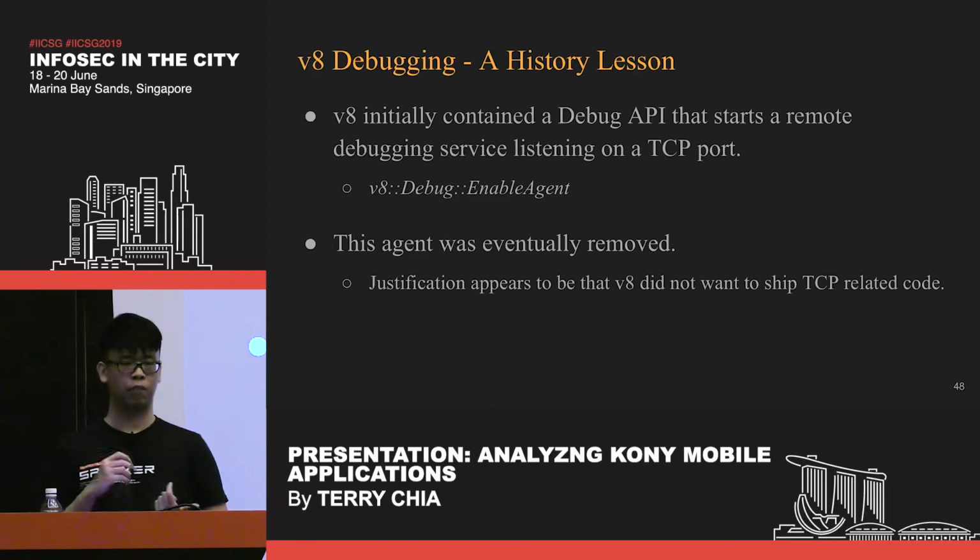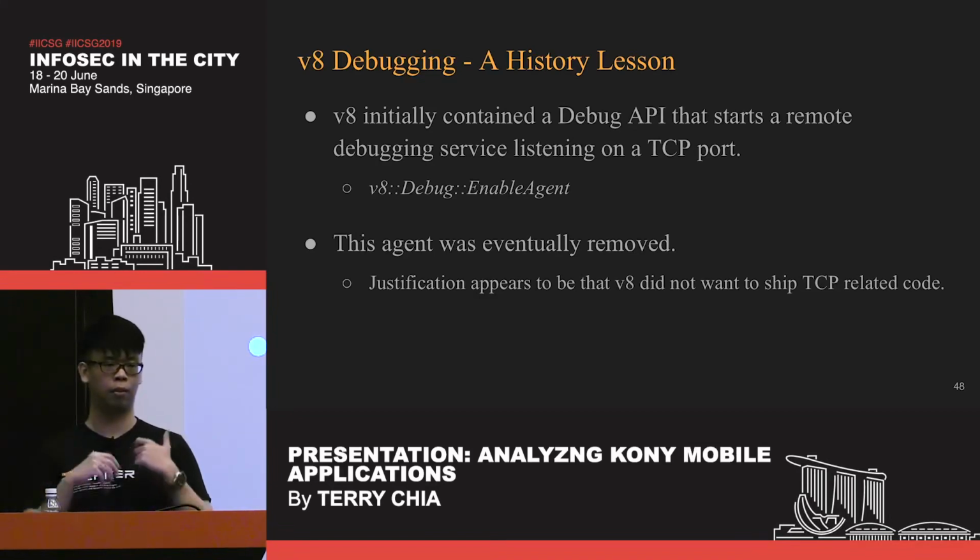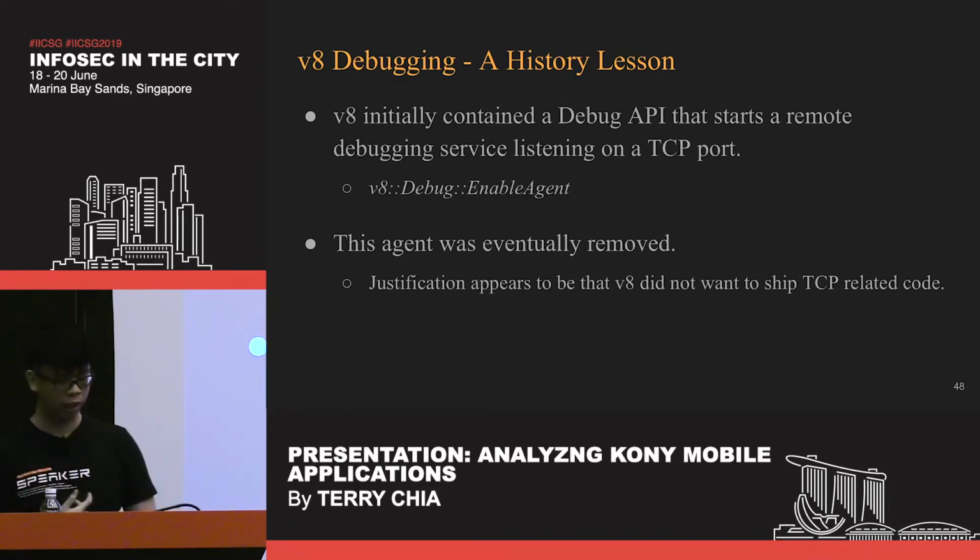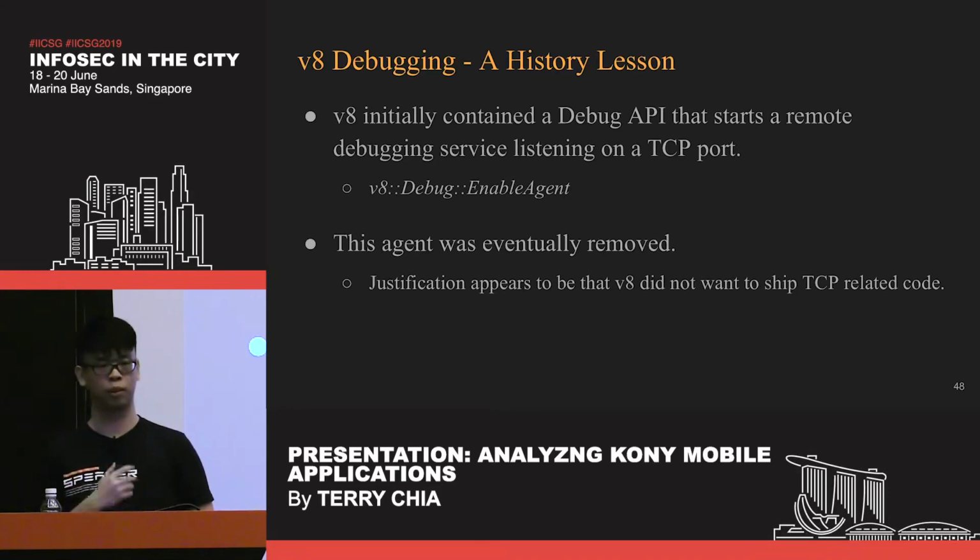This agent was eventually removed in later versions of V8, and from what I found from the V8 mailing list, the justification appeared that V8 did not want to ship TCP-related code because they do not want to maintain code for a specific platform. If you think about a TCP service, it will be slightly different for Windows, Linux, and macOS. And V8 wanted to leave it up to the consumers of the JavaScript engine to implement that.